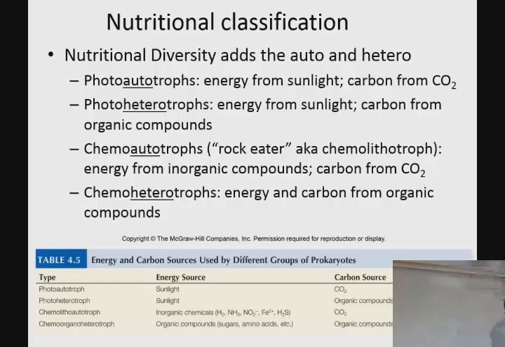Chemoheterotrophs, they get their energy from chemicals. They get their carbon from organic compounds. So they're coming from the same place, basically. And that includes humans.